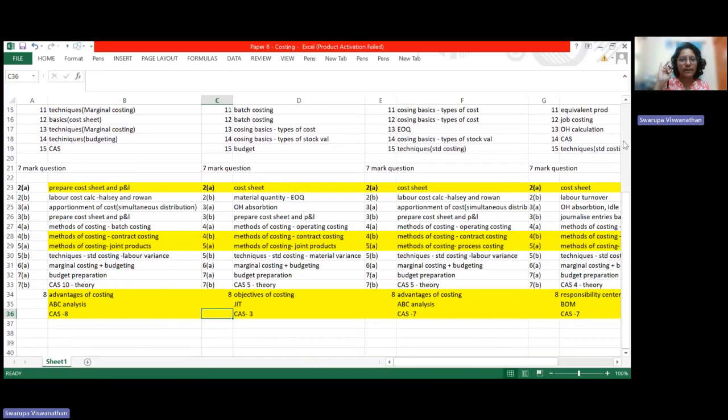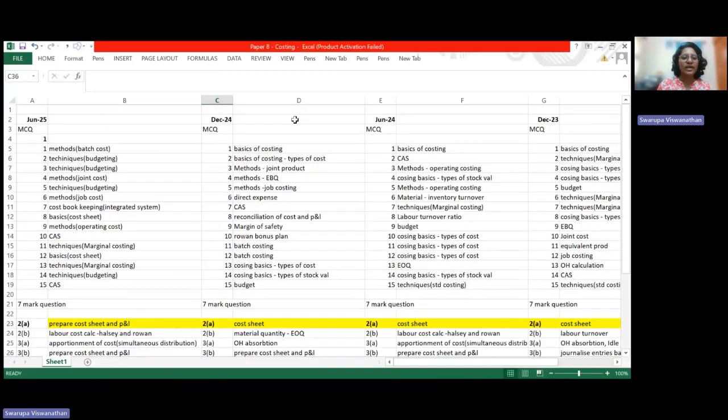So techniques of costing, methods of costing, cost accounting standards, and preparation of the format of cost sheet. These 4 things are the crux of the costing paper and you have to be very thorough with them. With respect to MCQs also, 50% of the MCQs are from the cost accounting methods or techniques, and 50% from other chapters. So to begin with, give more importance to methods of costing, techniques of costing, cost accounting standards, and the format of cost sheet.